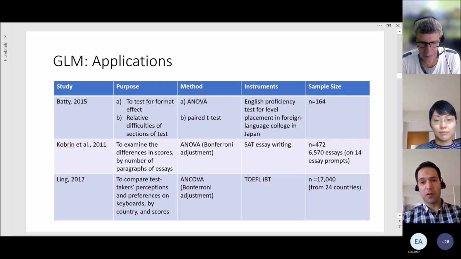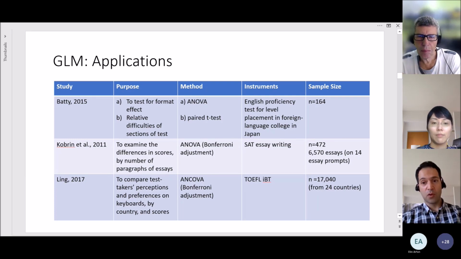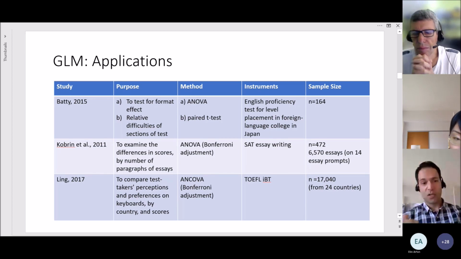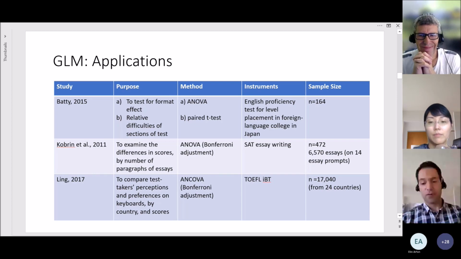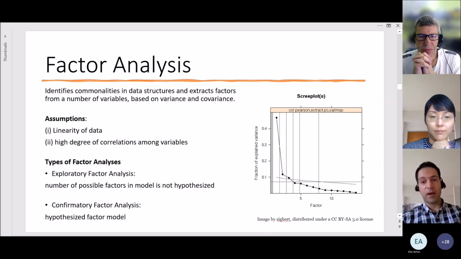For example, Bati 2015 used a sample of 164 to run an ANOVA and a paired samples t-test. You can look at his methodology, it is great, and I think it will provide you with a very good example. The other 2 examples that I would like to share with you have also used large sample sizes. Cobrin and colleagues in 2011, as well as Ling 2017, which has an impressively large number of participants in the study. They have used ANCOVA, ANOVA, for example, Cobrin with Bonferroni's adjustment for a variety of purposes. I suggest that you take a look at them if you want to familiarize yourself with how the data analysis has been used.